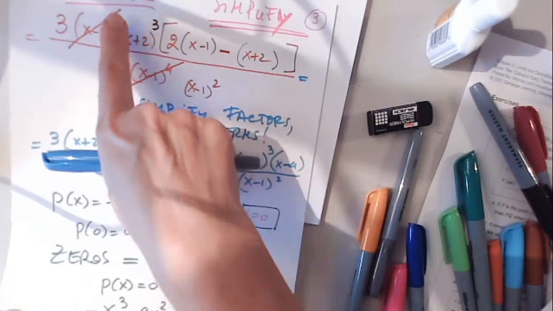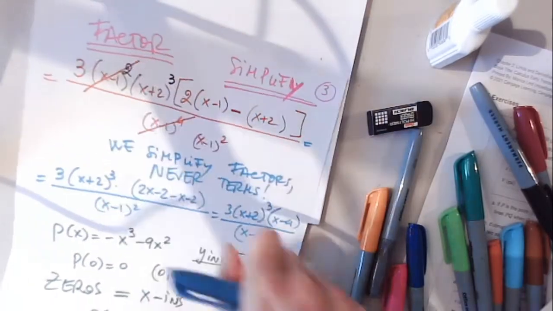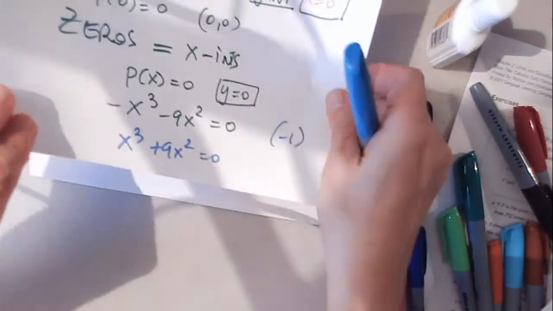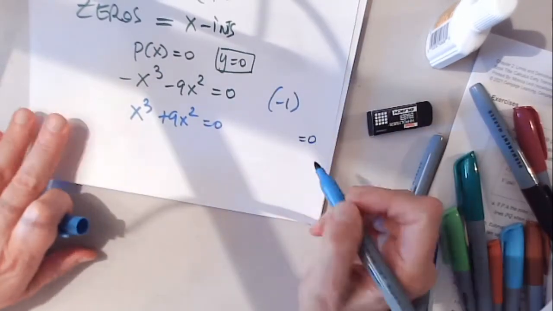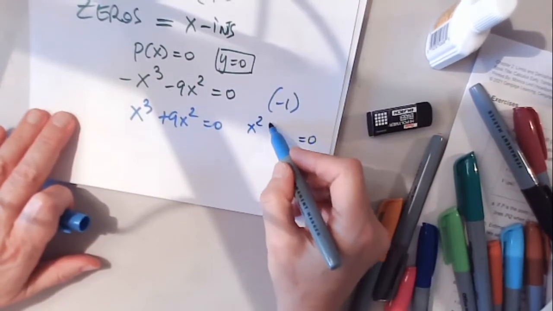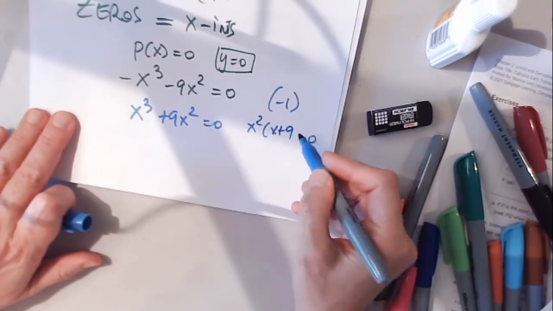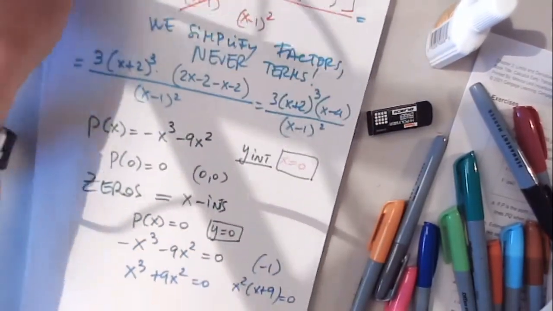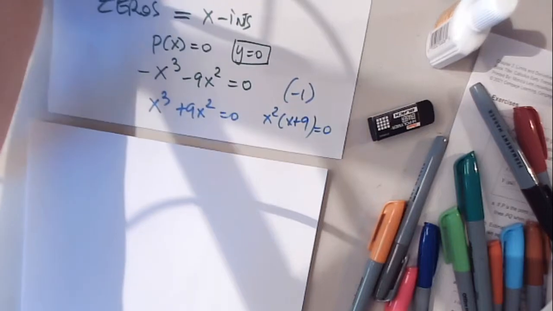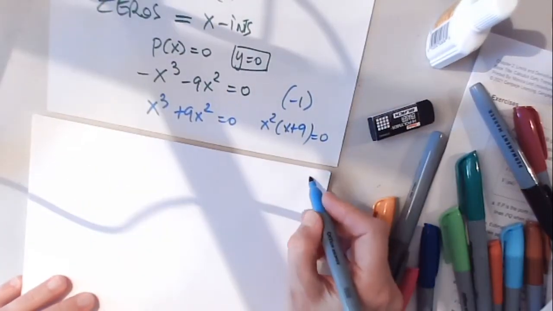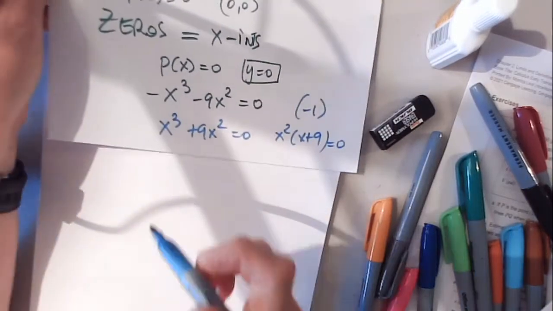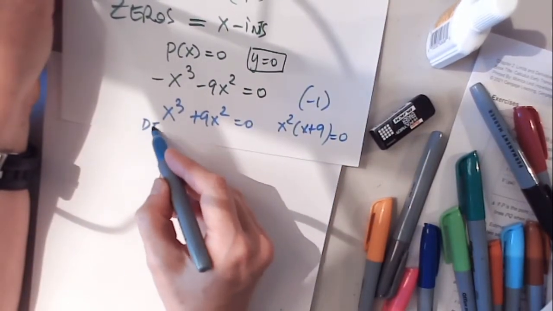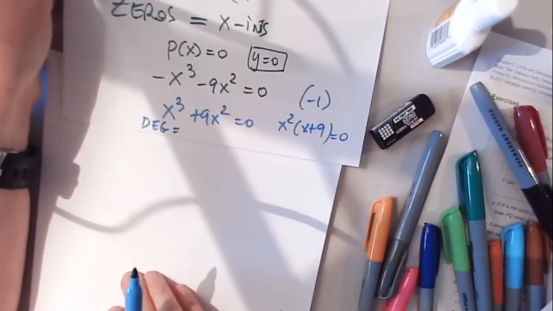Now, of course, I'm going to factor. Okay, so yes, I will factor out what? X squared. Excellent. And I get x plus 9 in parentheses. At this point, and even before, I'm going to ask you to give me the degree of this polynomial.